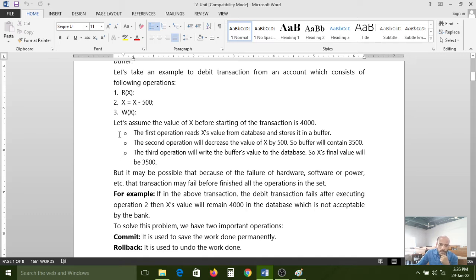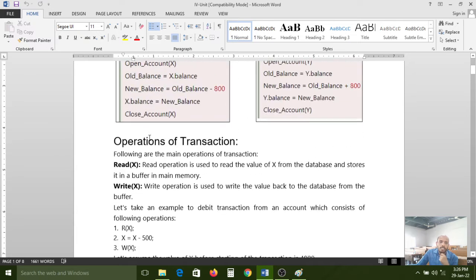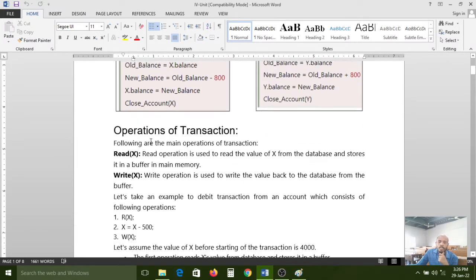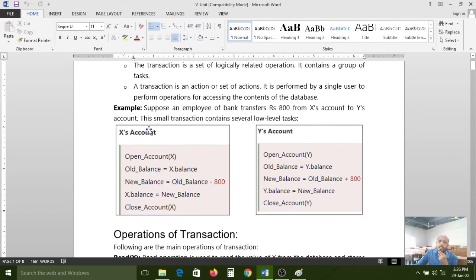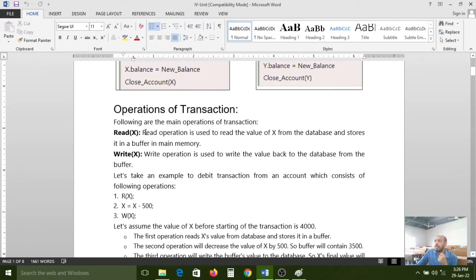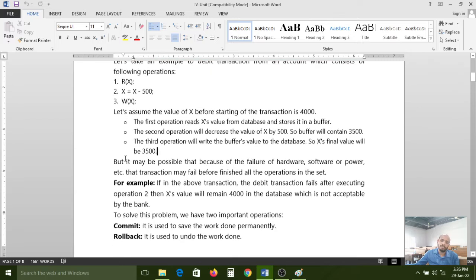Okay, right. So that is operations of transaction. Here, please concentrate on the first topic, transaction. What is a transaction? A transaction is a logical set of related operations. It contains a group of tasks, a set of operations. So what types of operations can we perform in a transaction? There are especially two types of operations, either read operation or write operation.